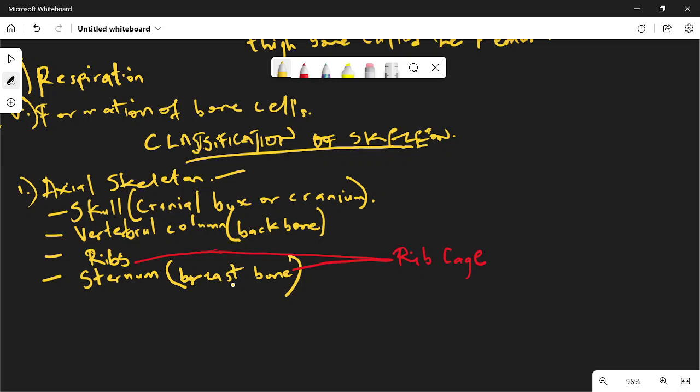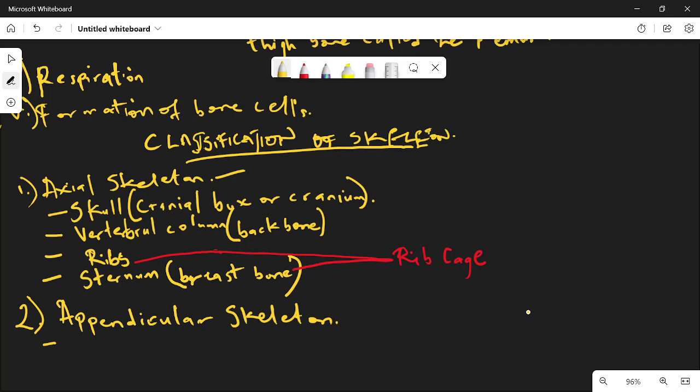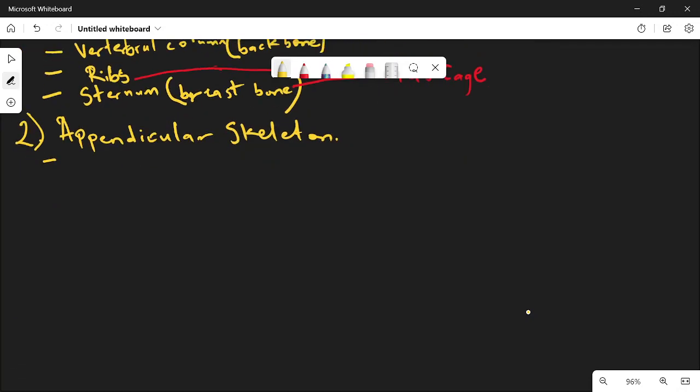And then we have the second one, which is called the appendicular skeleton. What is the appendicular skeleton made up of? We have the limbs, and then we have the limb girdles.